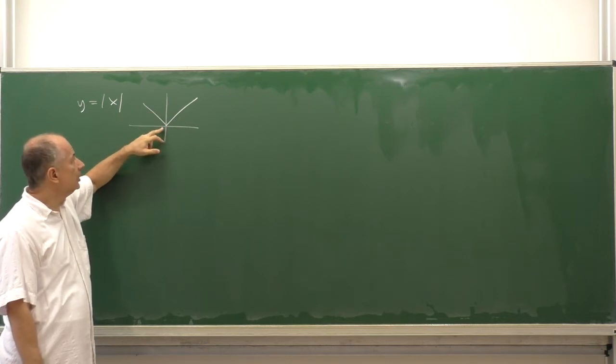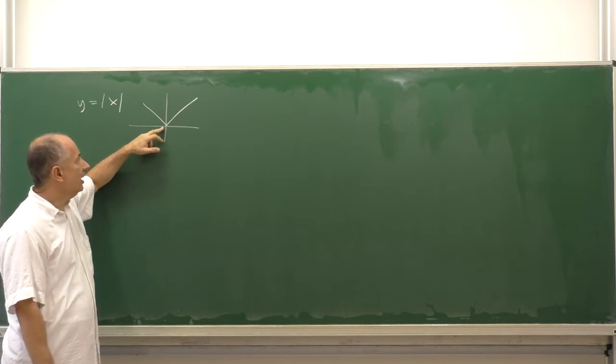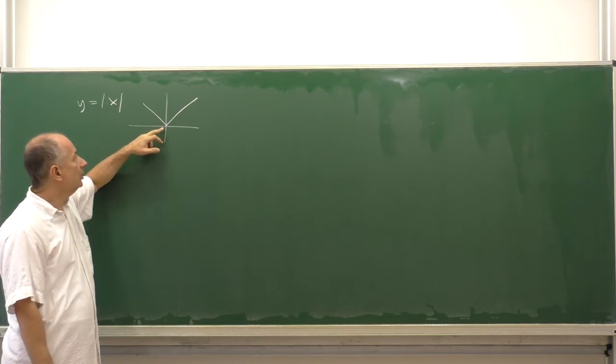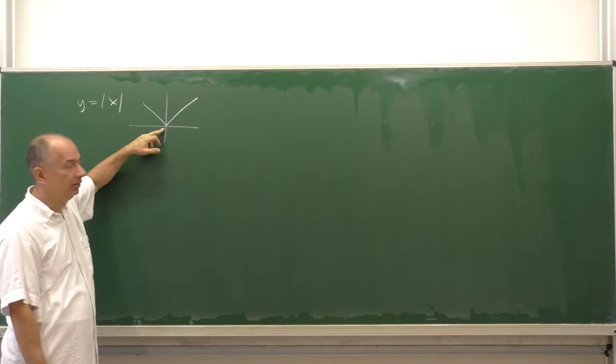You see? So this is a nice example of a continuous function which does not have a derivative at the point 0 and which has an extremum at a point other than a point with 0 derivative, namely with no derivative. This is a very, very important case.